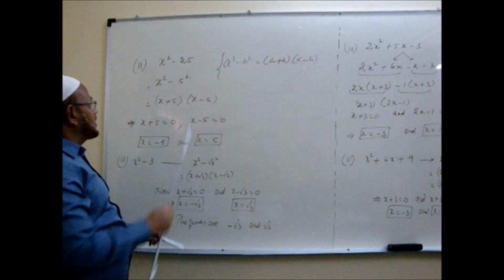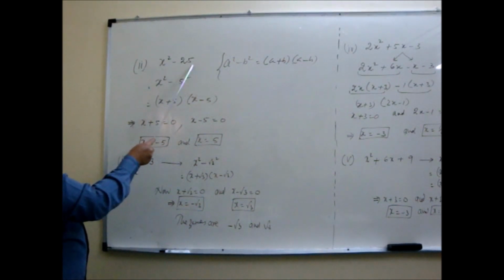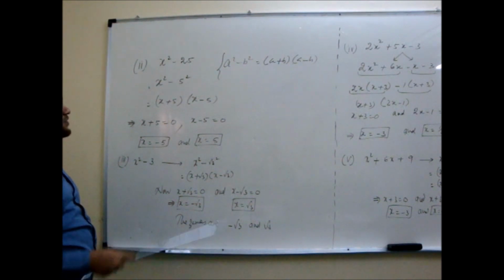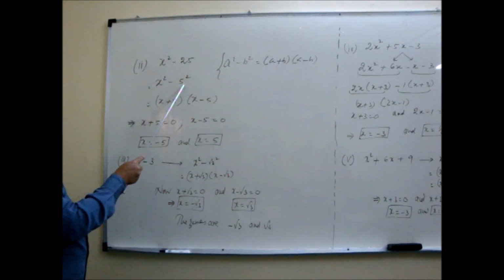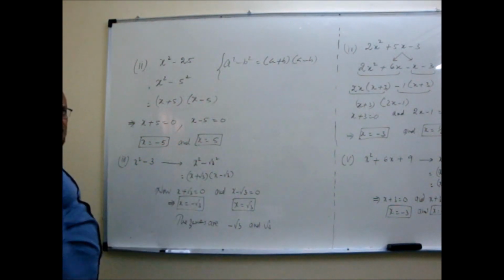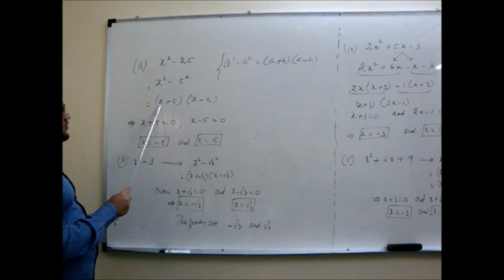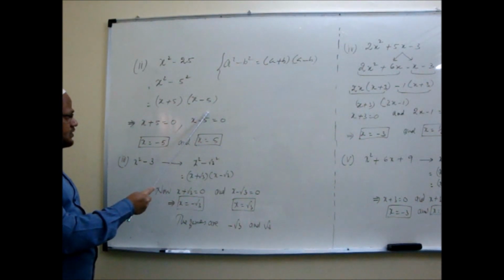Because there is no common factor between them. So how to factorize? Look for identities. Write x square minus 5 square, since 25 is 5 square. Apply the identity a square minus b square is equal to a plus b into a minus b. So I get x plus 5 into x minus 5.